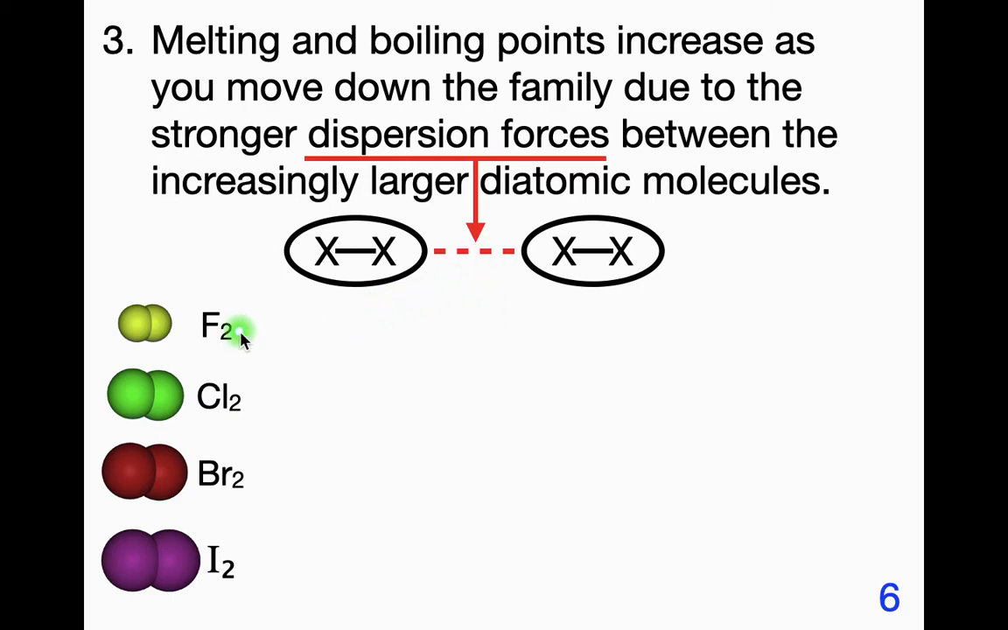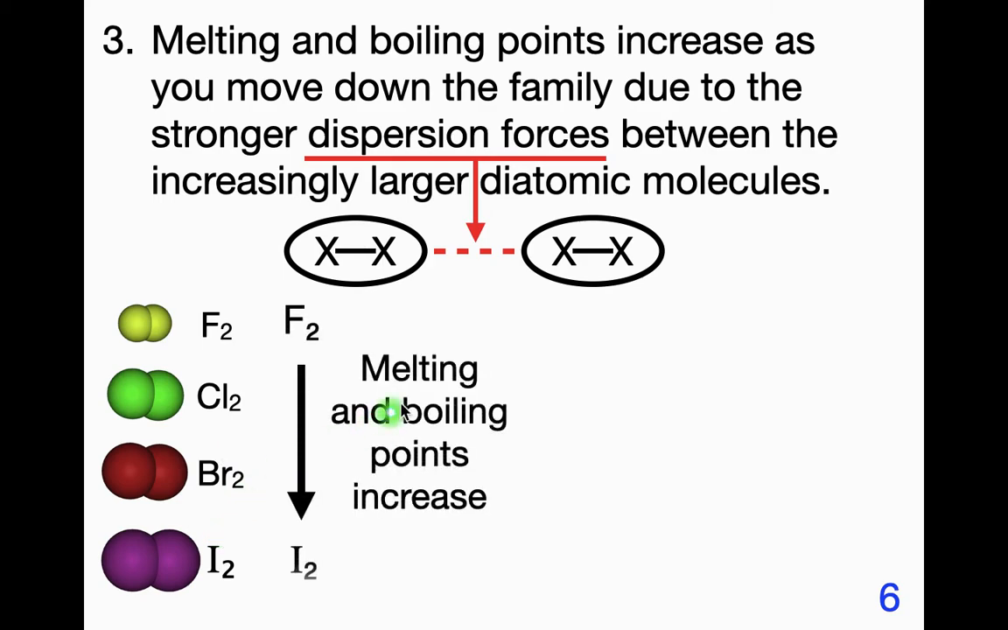Since the dispersion forces are greater for larger molecules, the melting and boiling points increase as we go down the halogens. Remember that fluorine is a gas, chlorine is a gas, but bromine is a liquid. So bromine is large enough so that it has enough dispersion forces between its molecules to become a liquid. And iodine is larger still, and so it has enough attractive force between its molecules that it's a solid.